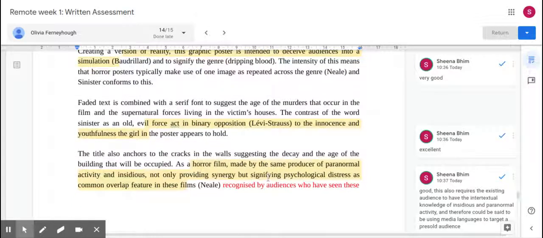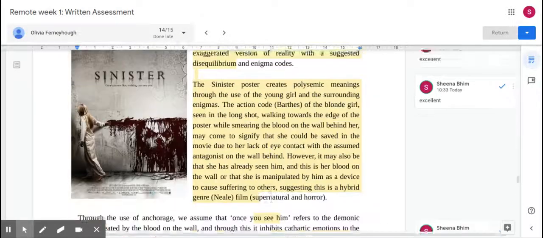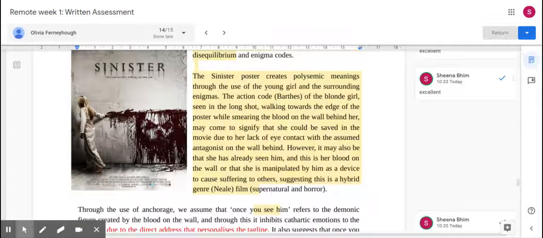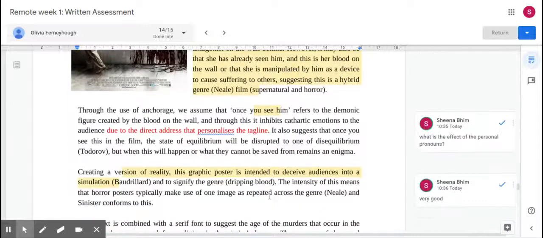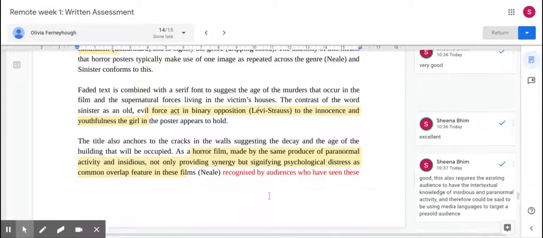And as it says there, the faded text is combined with that serif font to suggest the age of the murders that occur in the film, and the supernatural forces living in the victims' houses. So perhaps this is an evil that's been around for a long time. And the contrast of the word Sinister as an old evil force acts in binary opposition to the innocence and youthfulness of that blonde girl with the pale skin in the poster. So we can note purity through the white clothes, the pale hair. So we do have that binary of good and evil.